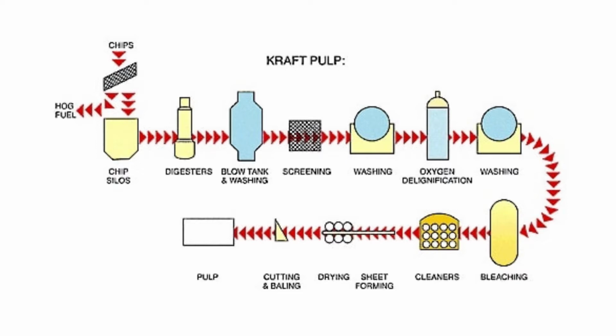To produce white paper, paper manufacturers have traditionally used chlorine bleach. However, using chlorine to bleach wood pulp has been shown to produce dioxins, substances that cause cancer in humans and other organisms.